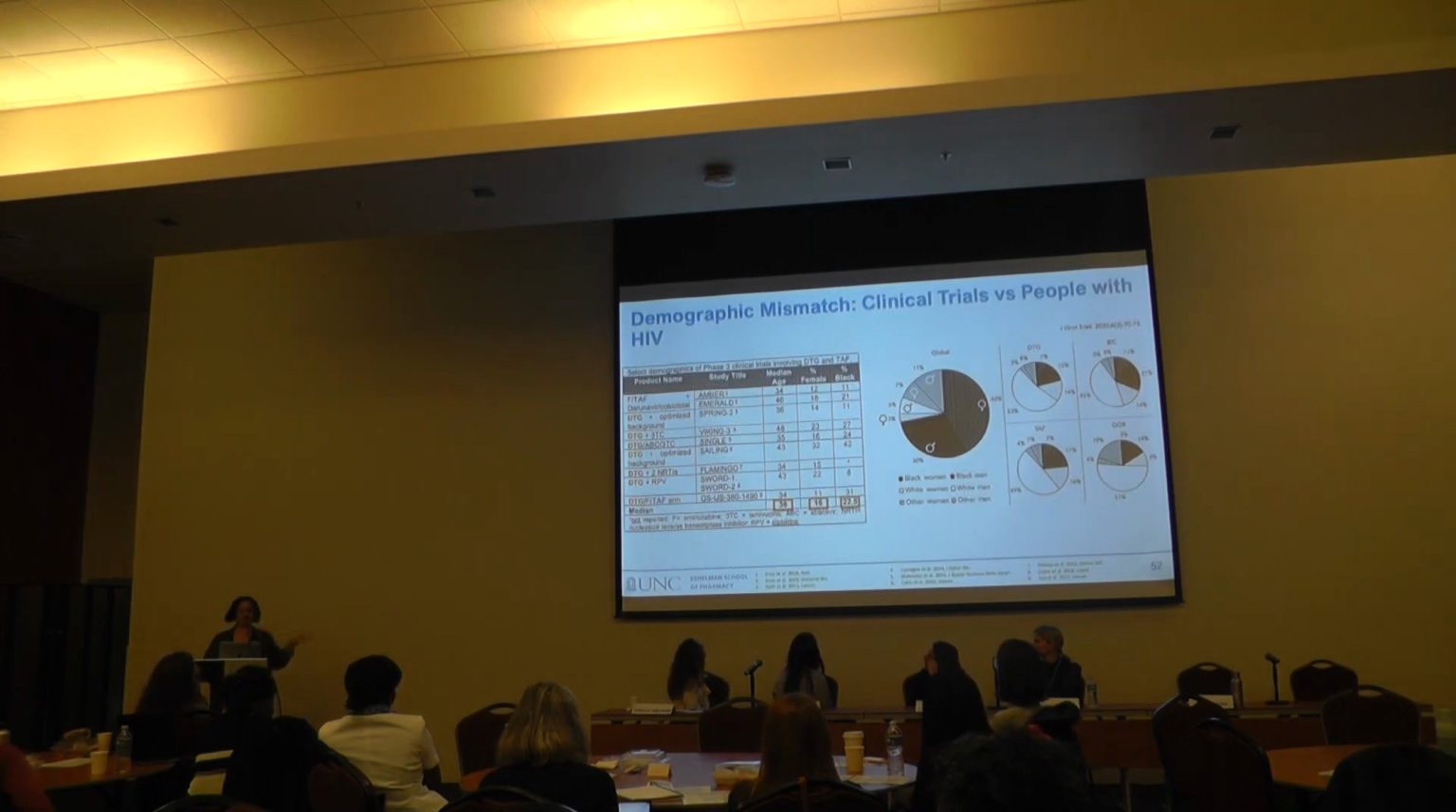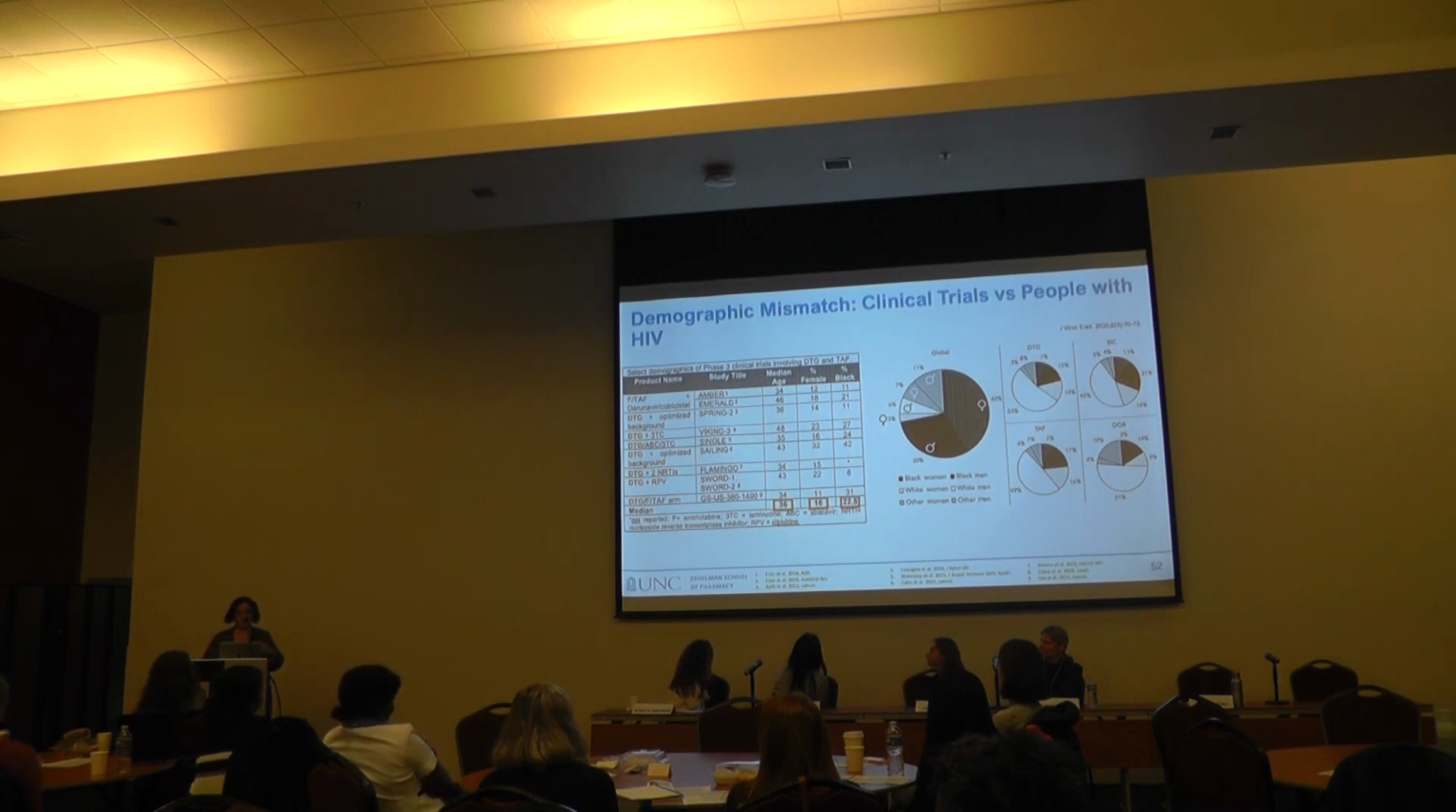Okay? Certainly it doesn't help that there's a bit of a demographic mismatch between our phase 3 clinical trials, which is where much of these PK data come from, and people that are living with HIV. So here on the left, this is a table that I put together looking at approval studies for dolutegravir and TAF, tenofovir alafenamide. Overall there are about 16% women, and not very racially diverse.